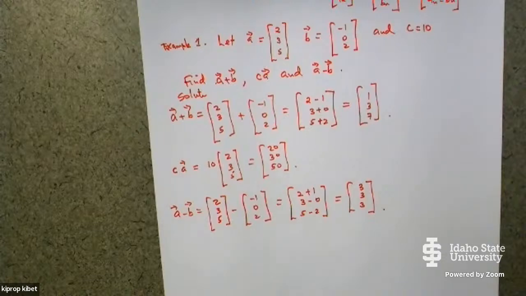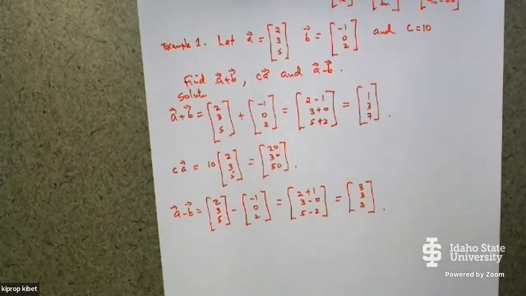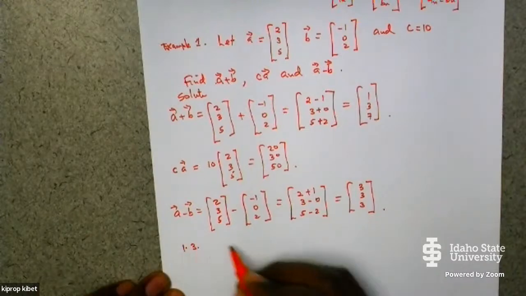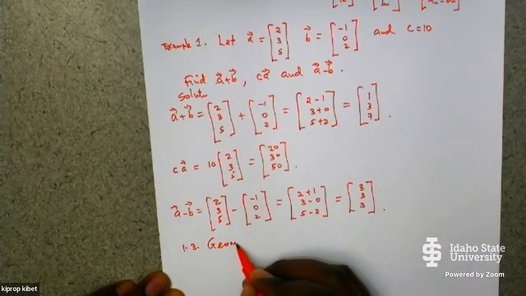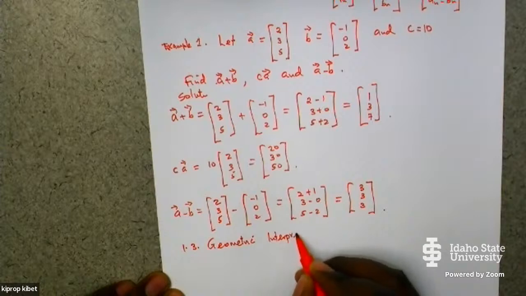So what is the geometric interpretation of vectors? Let's look at the geometric interpretation of each one of them. Look at section 1.3, the geometric interpretation.